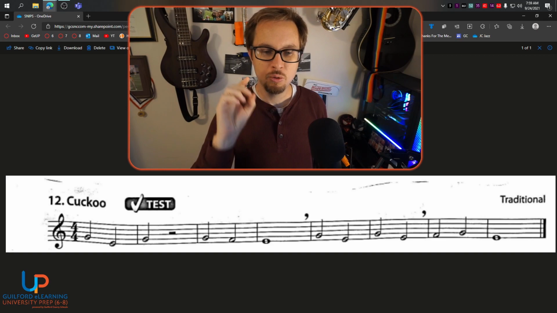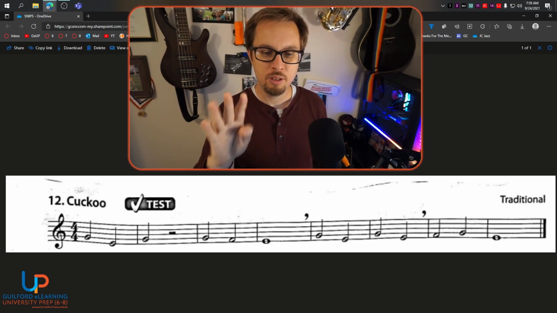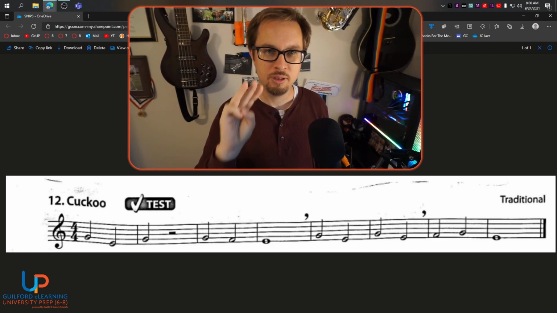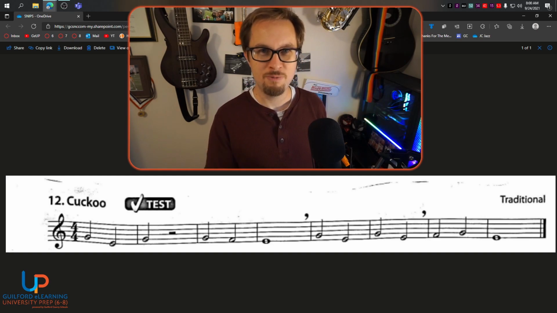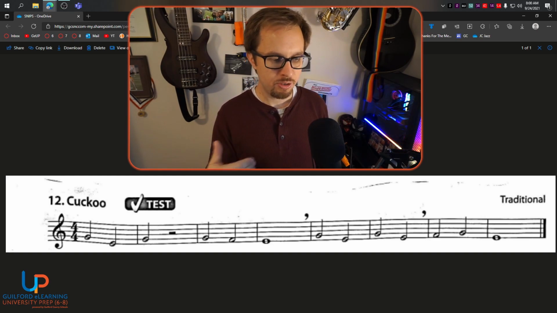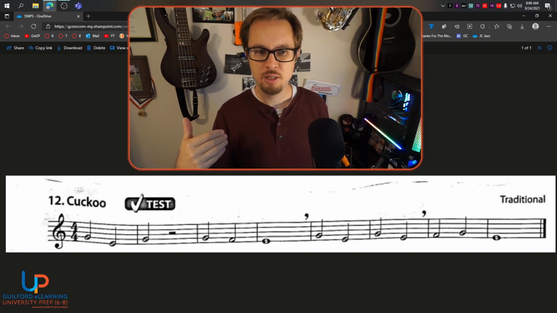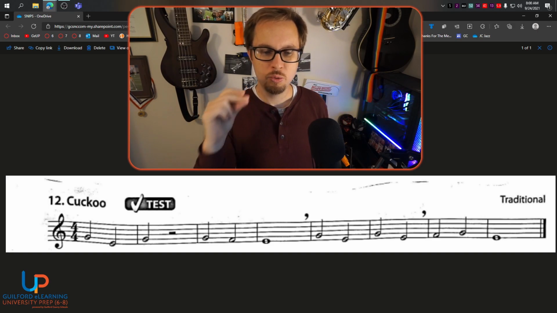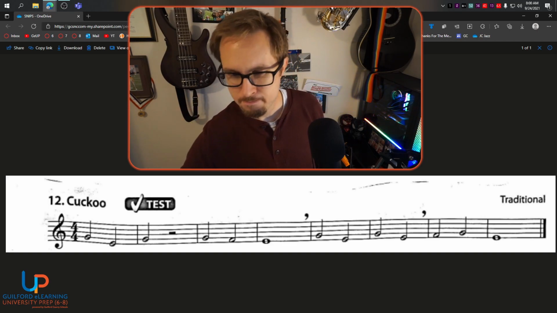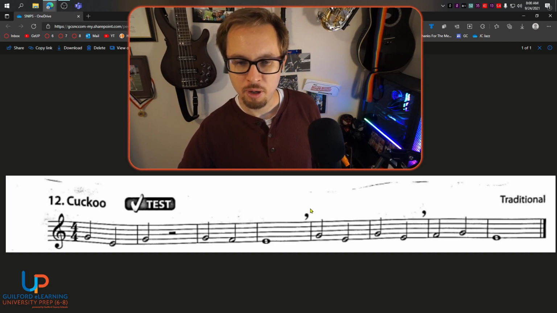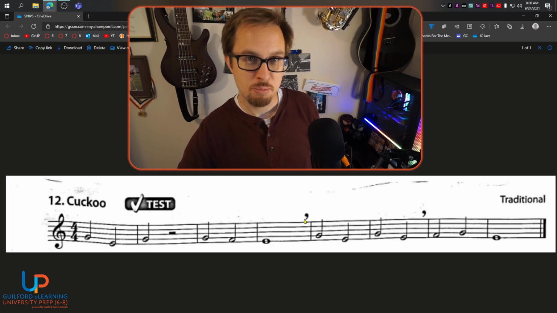1, 3, 1, off. 1, 3, 1. You remember that whole notes get 4 beats? Make sure that you feel those as 2 beat holds. 1, 3, 1. Okay. When you get to the breath mark, this little apostrophe thing, it means take the breath quickly before you get to the next measure. Good.